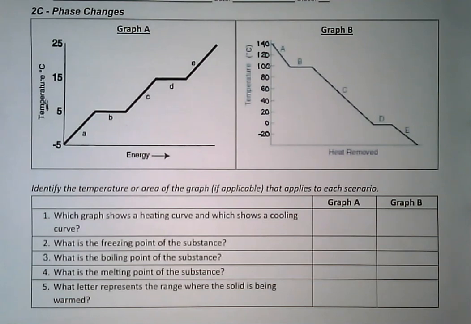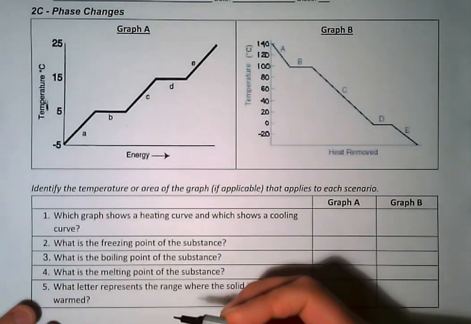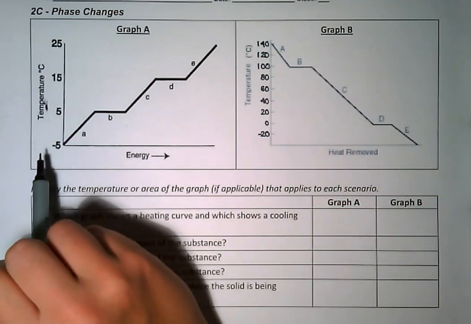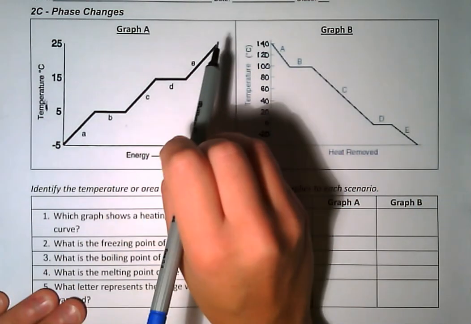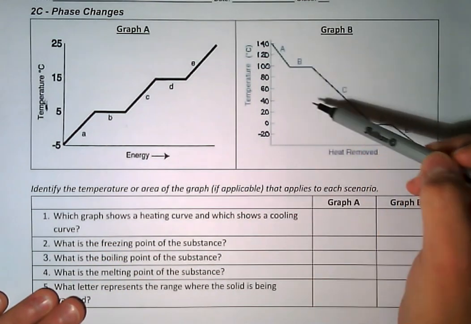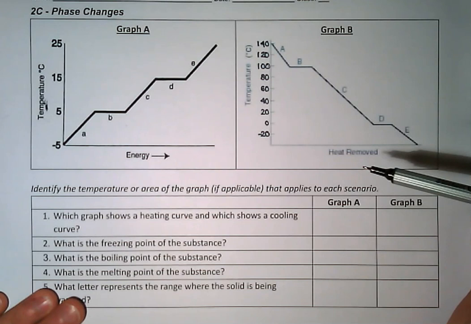In this video, we are going to look at activity 2C, which is looking at heating and cooling curves and the phase changes that occur in them. And so in this activity, we have two graphs, graph A and graph B. One is showing temperature increasing as energy is added, and the other is showing temperature decreasing as heat energy is being removed.